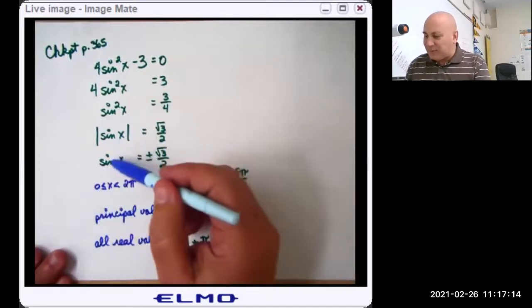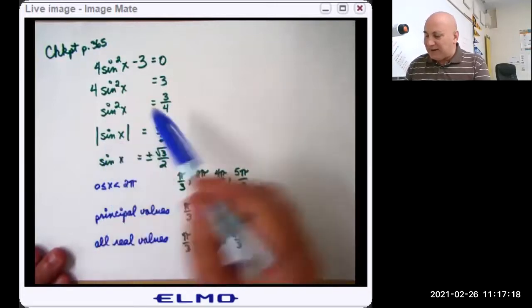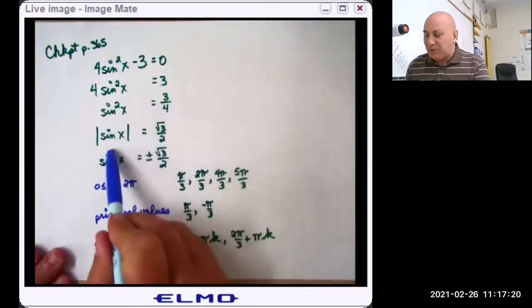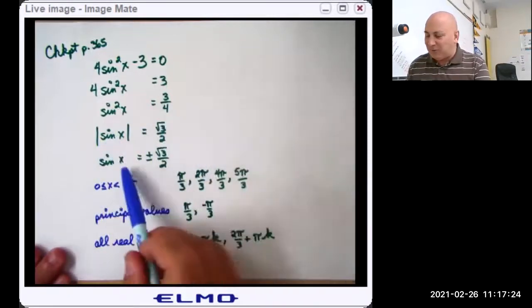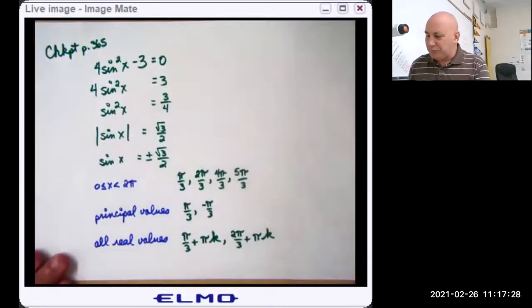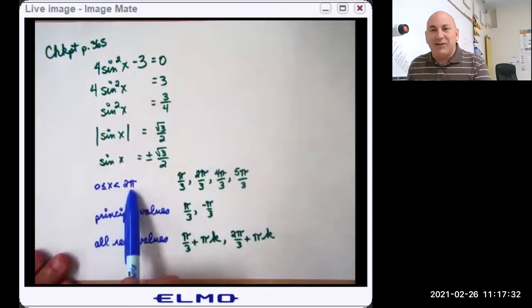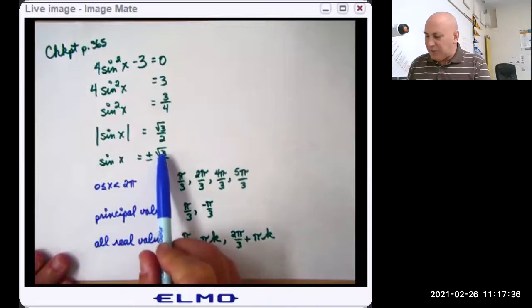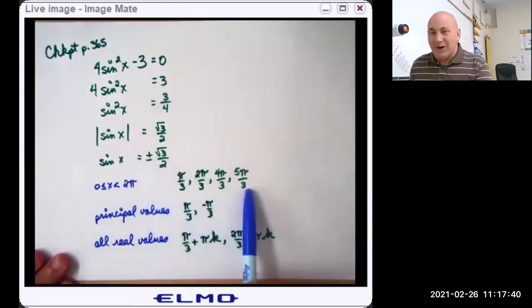So I actually skipped a step here. I could actually say positive sine x equals root 3 over 2, or negative sine x equals root 3 over 2. And that's what leads us to this step. So now, if I said, give me all answers within the first revolution, well, I have positive or negative root 3 over 2. Here they are, 1 in each quadrant.